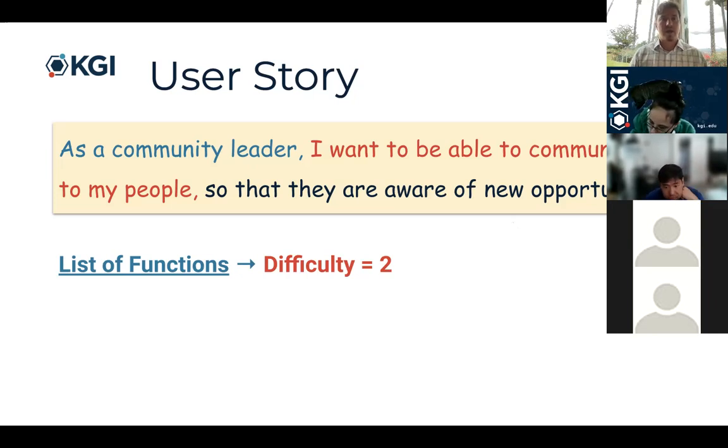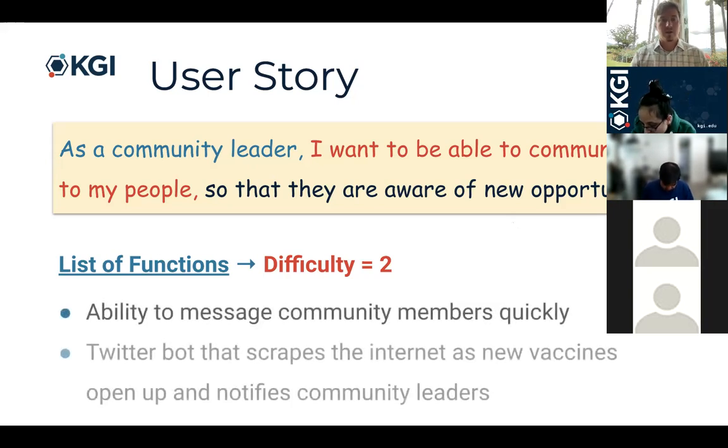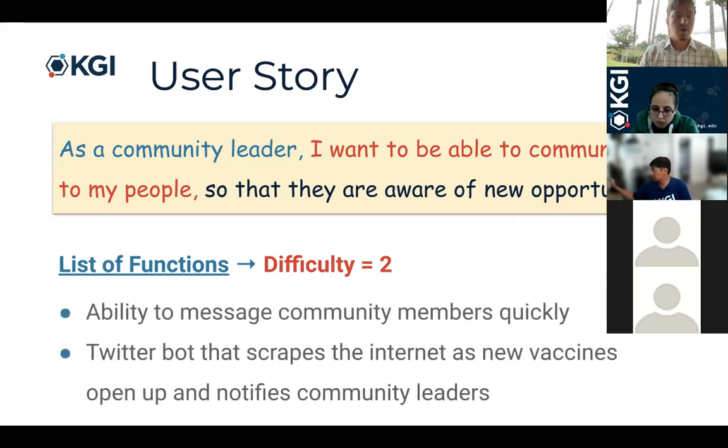And so they said, hey, we will get told on a given day, this vaccine site is now opened up for anyone in your community. Please, tell them to go ahead and grab it. But by the end of the day, all the slots would be taken. So they said, when I get this information, I need to disseminate that knowledge to my community as quickly as possible. So in order to satisfy that user story, we realized that we needed an ability to enable these community members or these leaders to message their community members very quickly.